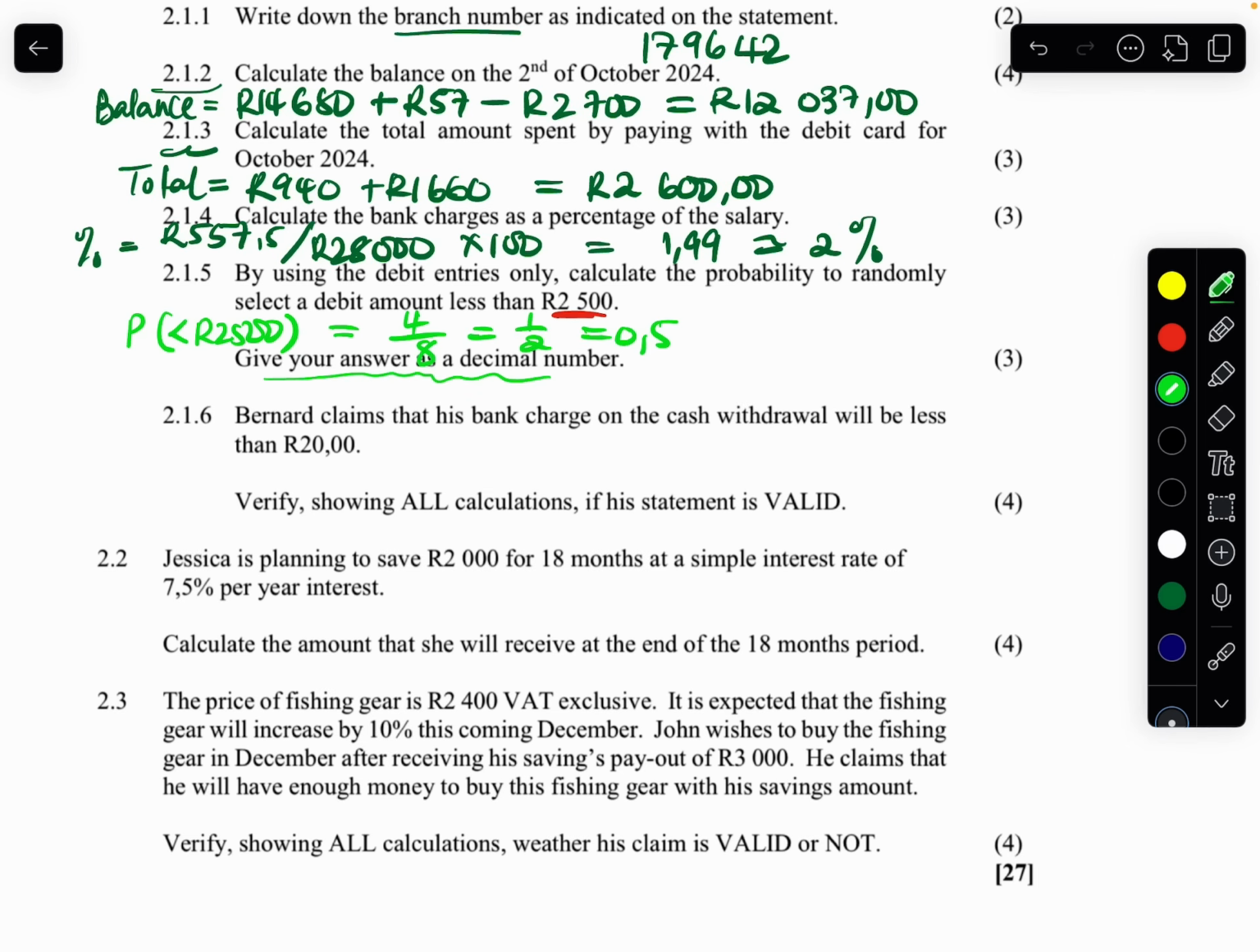So that means it's half chances. If they wanted it in percentage, you're going to times by 100, and it was going to be 50%. So it's 50-50 chances of getting the less than. But they didn't ask this.